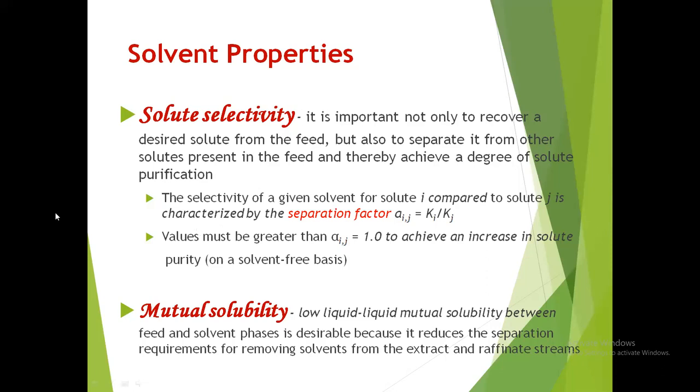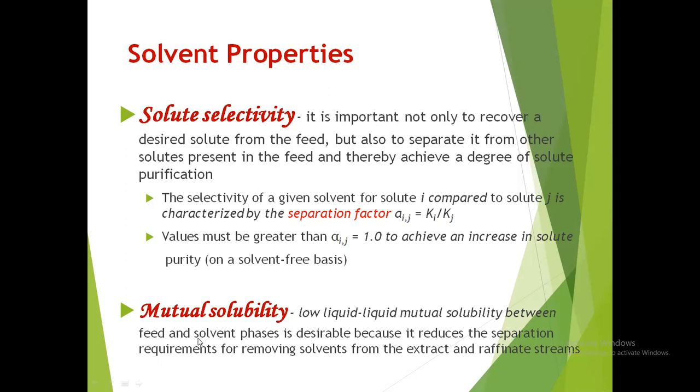Okay, it's stated here. The selectivity of a given solvent for solute I compared to solute J is characterized by the separation factor with the same representation as the relative volatility in distillation. So it's alpha sub IJ, and it's actually the distribution coefficient in terms of I divided by the distribution coefficient in terms of J. So what is this K? Remember, K is Y over X. So this is YI over XI divided by YJ over XJ. That would be for the separation factor or the selectivity of solute I compared to solute J. Now, values for selectivity must be higher than 1, just like distillation, to achieve an increase in solute purity on a solvent-free basis.